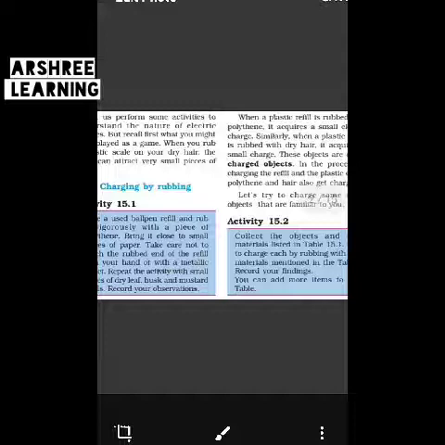Now why only small pieces of paper? Because you will study later on also that these pieces of paper are uncharged, and when you bring a charged object near them, because these pieces of paper are light, they acquire a charge, and because of the opposite charge they are pulled towards the pen or the comb.